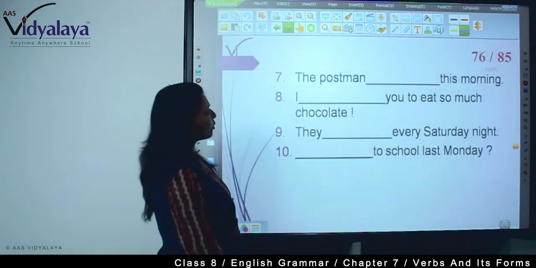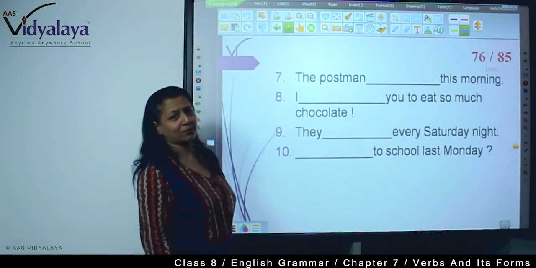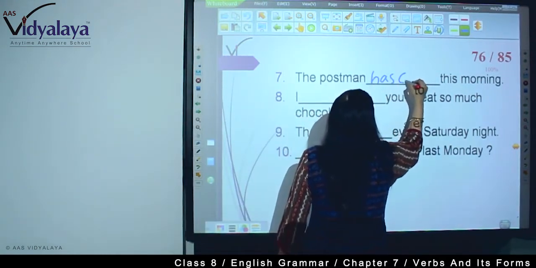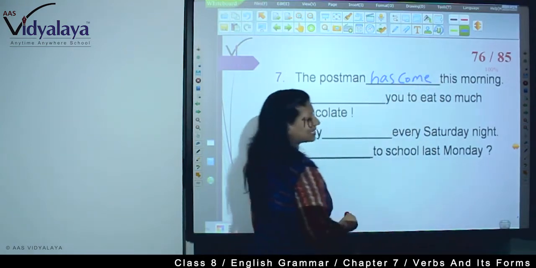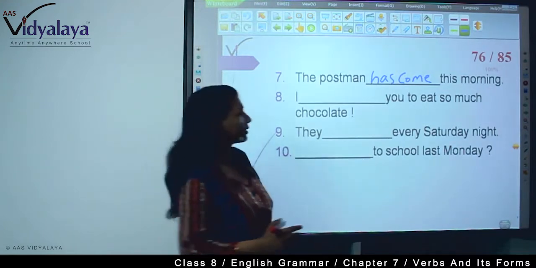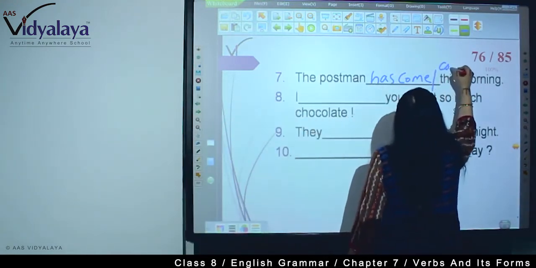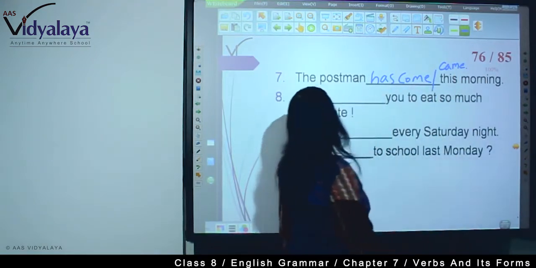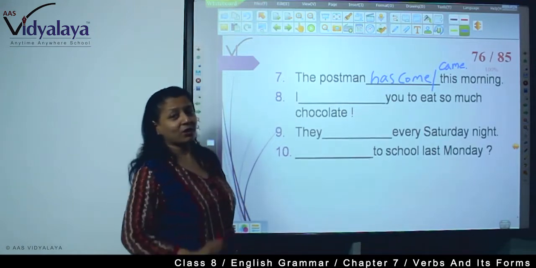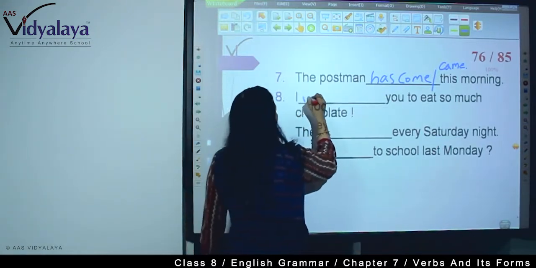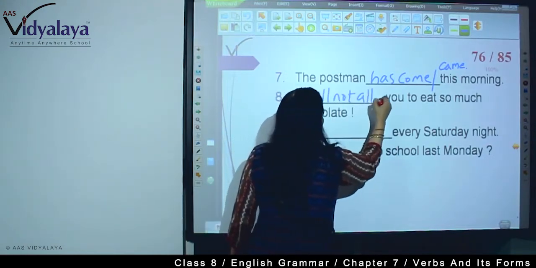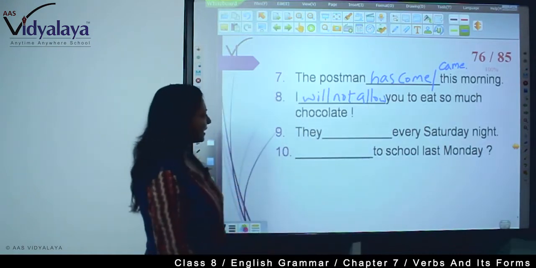Now next, the postman this morning. The postman has come this morning. Has come. And if this is evening, if in the evening you can write, so came this morning, that also you can write. Because he has gone, so came this morning. Both you can write. You to eat so much chocolate. I will not allow you. Right? I will not, or you can write cannot. Anything you can fill, but it must be correct.